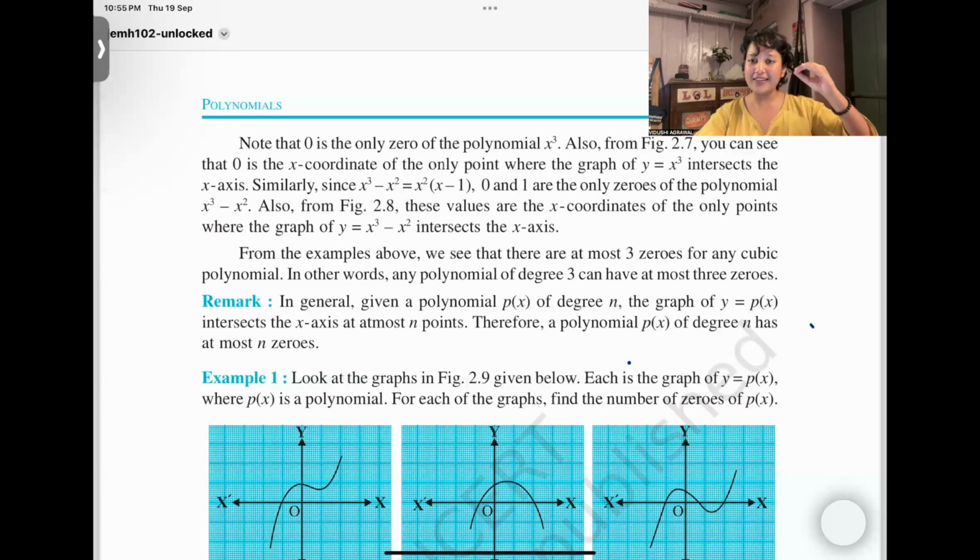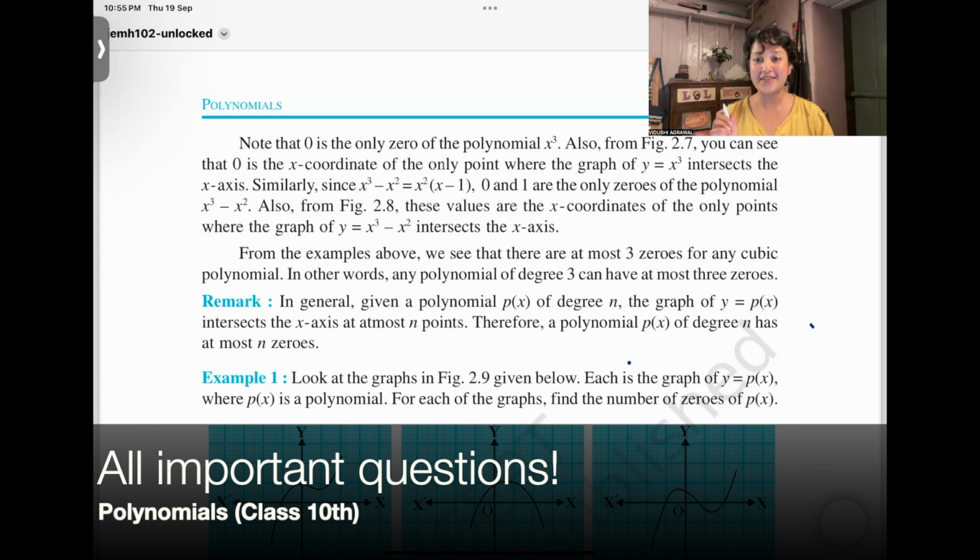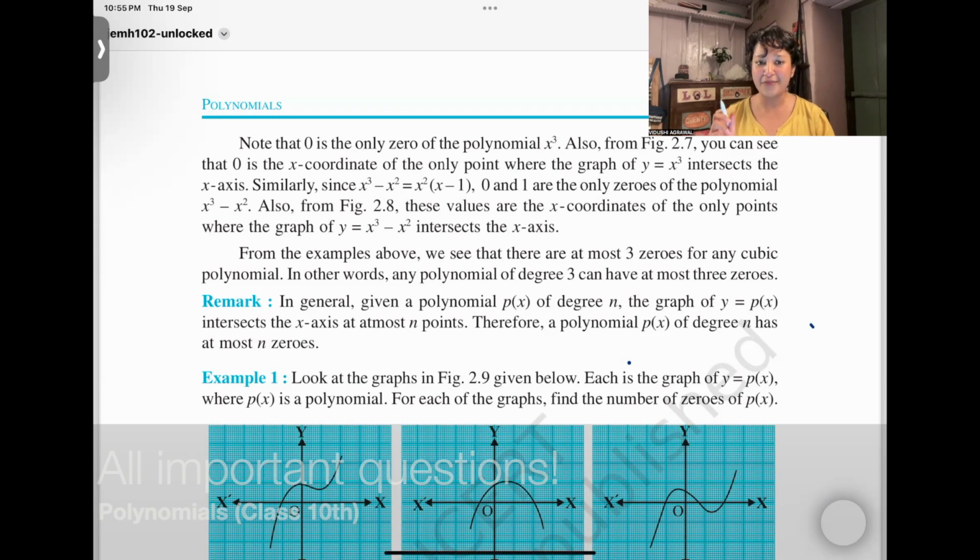So let's start chapter number 2, polynomials. All examples, all NCERT. Let's do it. So this is your NCERT PDF and it is page number 17. Okay, first example is there.